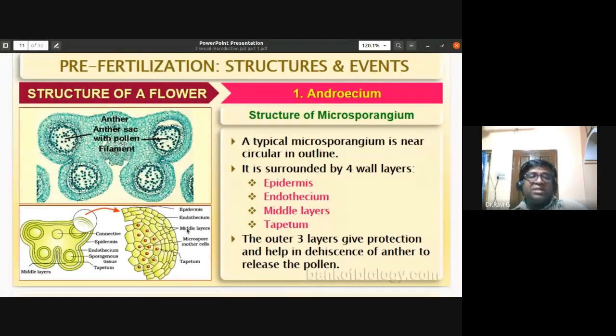This is the anther wall, so have these middle layers. The first three layers, epidermis, endothecium, and middle layers, are protective in function, and they also help in the dehiscence of the anther and release of the pollen grains. So the nutritive tissue is the tapetum, which provides nutrition for the developing sporogenous tissue.